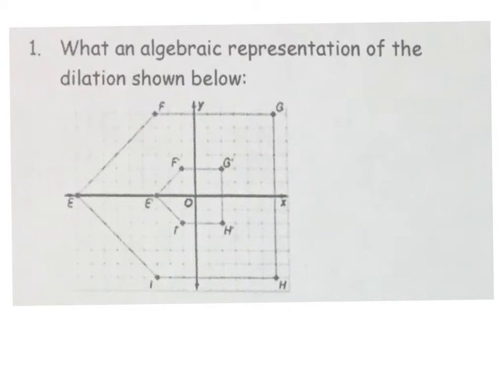Okay, this is homework number 3. Question number 1 says "what," but it means "write." Write an algebraic representation of the dilation shown below. So in red, I'm going to go ahead and highlight the dilation that is the original image, or the pre-image. There we go.